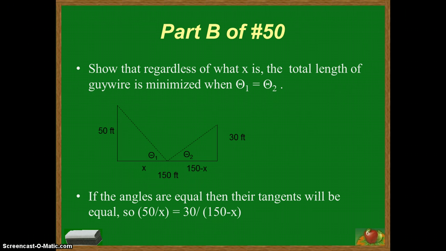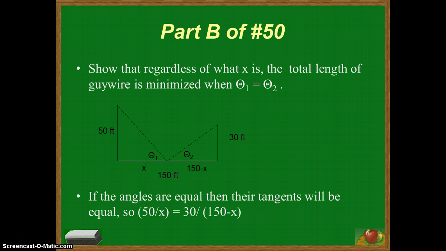So the way I did this is I said, okay, the tangent of theta 1 would simply be the opposite side, 50, over the adjacent side, x. The tangent of theta 2 would be the opposite side, 30, over the adjacent side, 150 minus x. If these angles are equal, their tangents should be equal. That's where I came up with the proportion that you see as the last line of this slide.